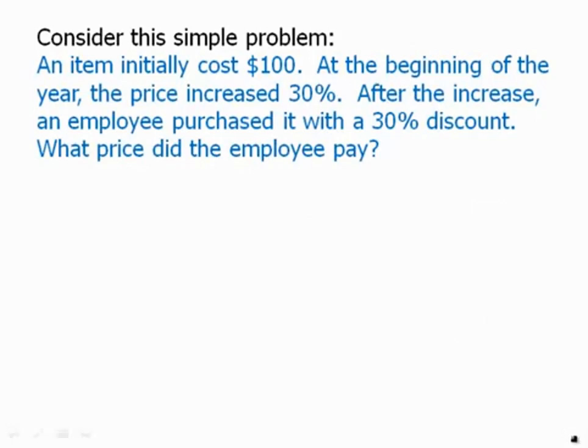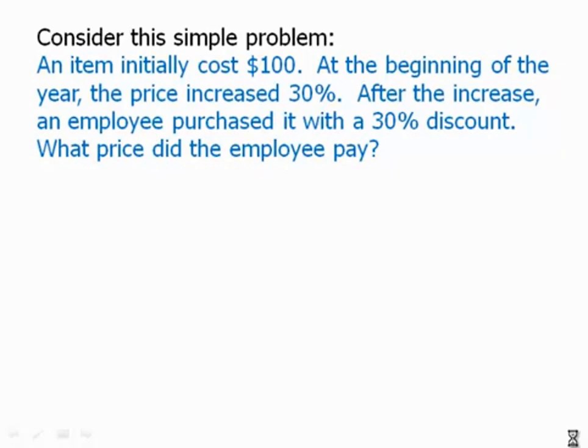An item initially cost $100. At the beginning of the year, the price increased by 30%. After the increase, an employee purchased it with a 30% decrease, a 30% discount. What price did the employee pay? So pause the video right now, work on this on your own, and then restart the video when you're ready.